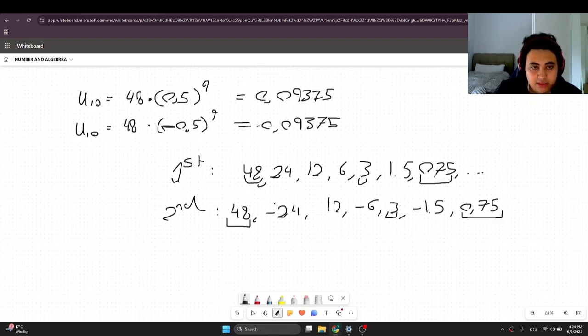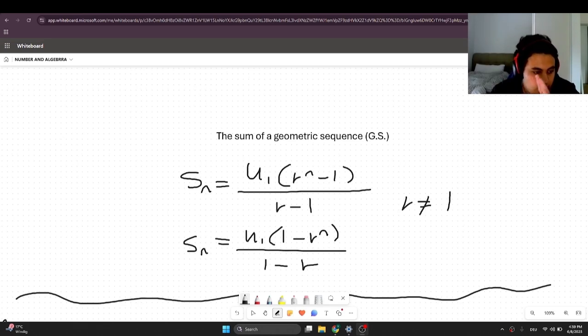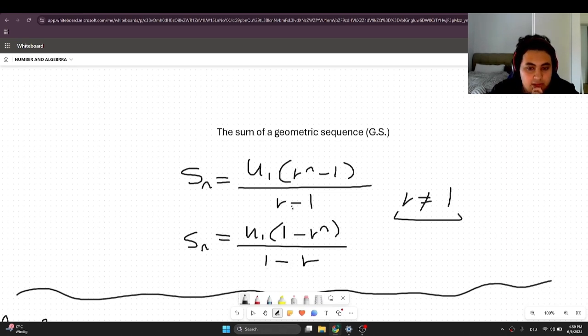Okay, let's look at the sum of geometric sequences. So now moving on to the sum of a geometric sequence. The sum can be given by these two formulas over here. In both formulas, of course, r cannot be 1 because we have 1 minus r or r minus 1 here. If r is 1 in either case, then the denominator is going to equal 0, and whatever we're dividing by 0 is going to be undefined. We cannot have that whatsoever. So these are the two formulas.